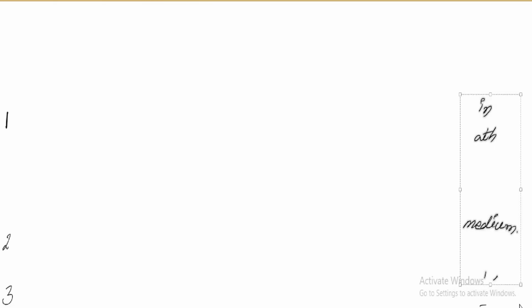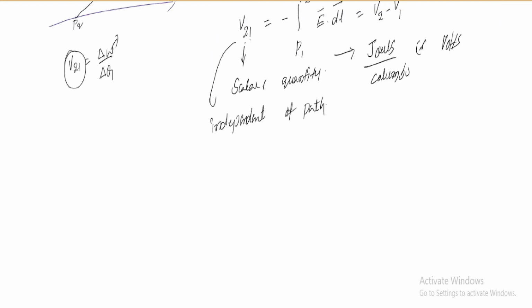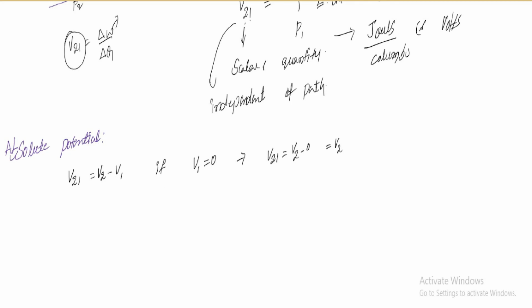Let us define absolute potential. What is absolute potential and how is it obtained? Let us see now. Here V21 is equal to V2 minus V1. If V1 is equal to 0, then what happens? V21 is equal to V2 minus 0, which is equal to V2. That is, V21 becomes V2. This V2 is called the absolute potential.